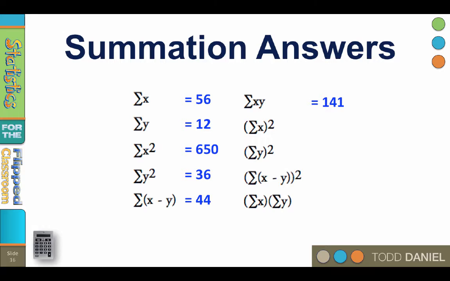The sum of x, we already know, is 56. So 56 squared is 3136. Can you figure out how to calculate the sum of y quantity squared? 12 squared is 144. Now do the sum of x minus y quantity squared. It is 1936. And finally, calculate the sum of x times the sum of y. 56 times 12 is 672.